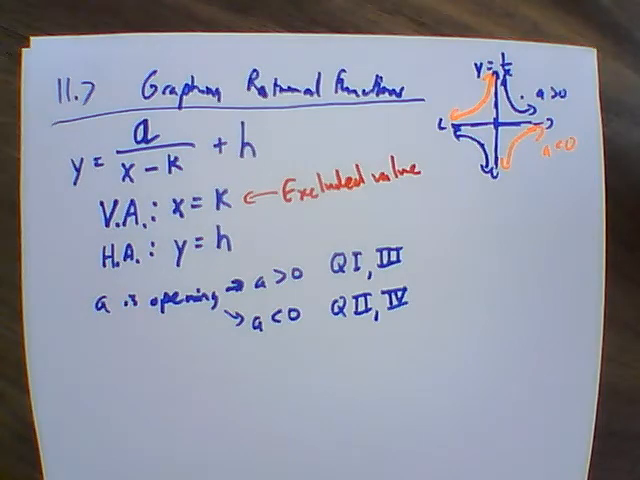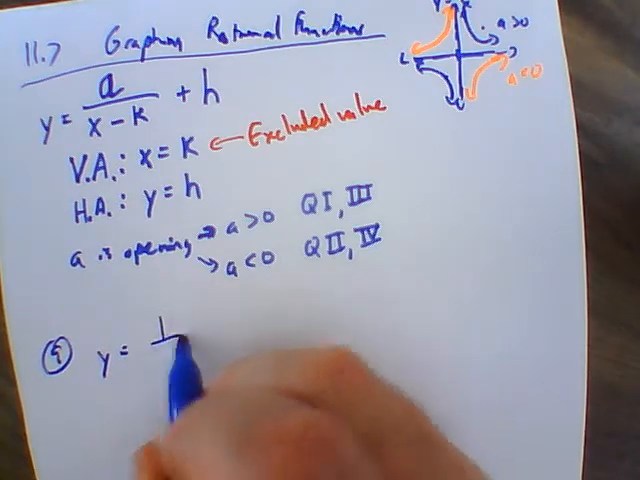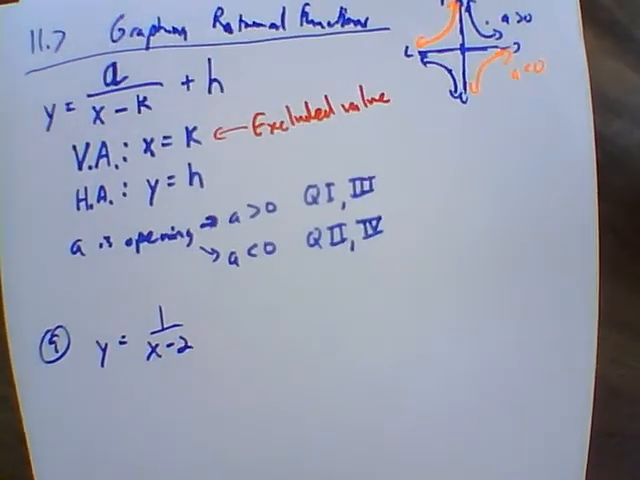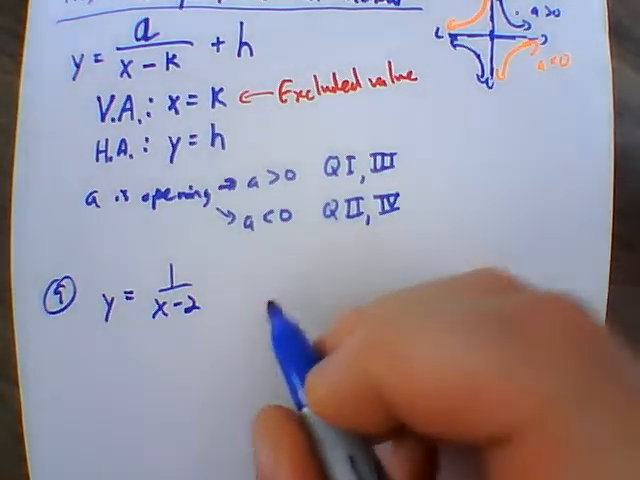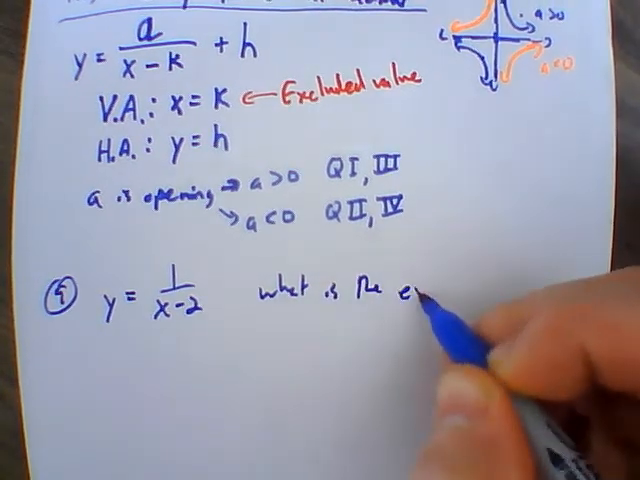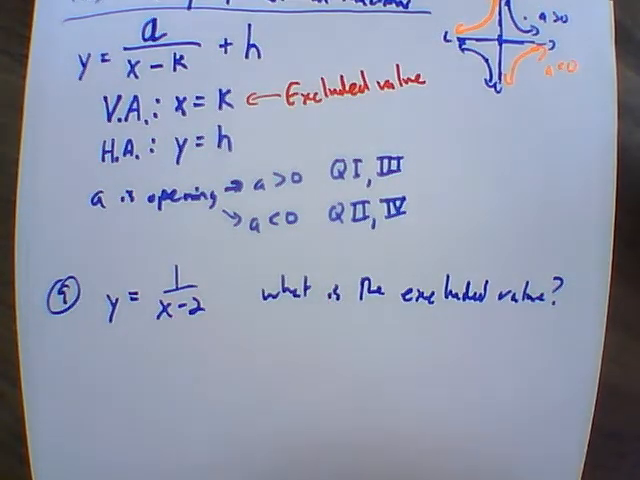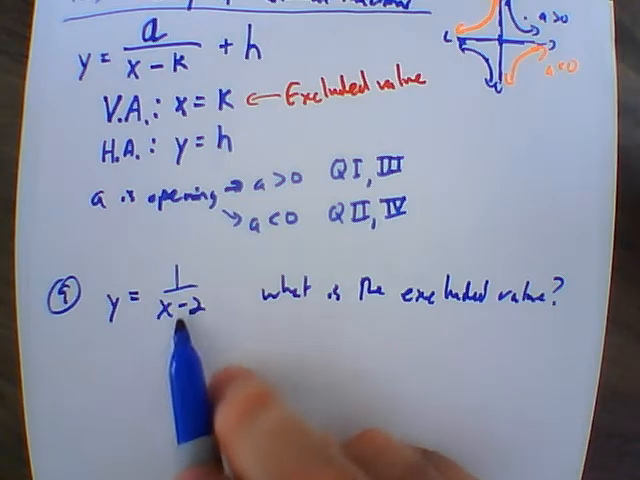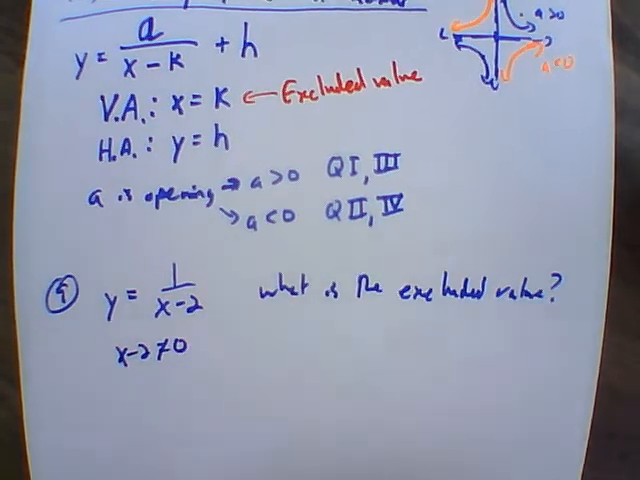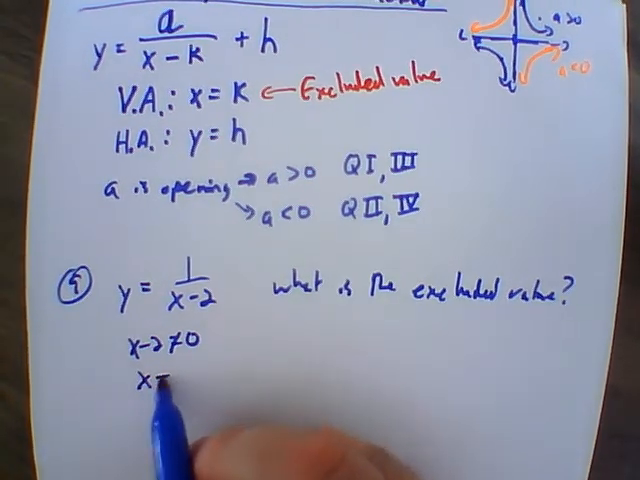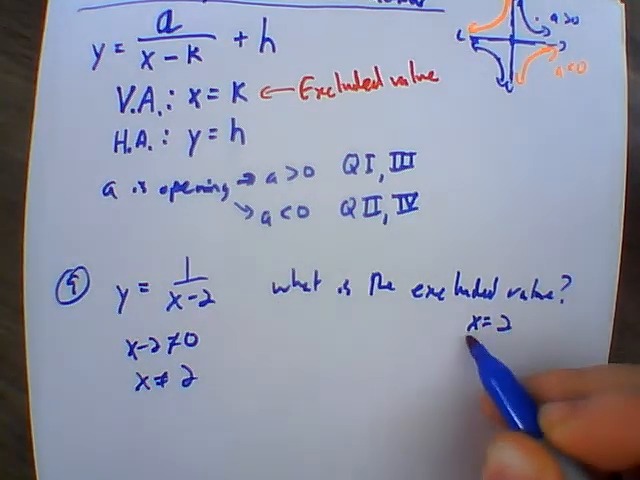So let's look at number 9. Number 9 tells us that y equals 1 over x minus 2. It does not tell us to graph it here. It says, what is the excluded value? The excluded value is basically what can't we have? We can't have division by 0. So x minus 2 cannot equal 0, so x cannot equal 2. So we see that the excluded value is when x equals 2.